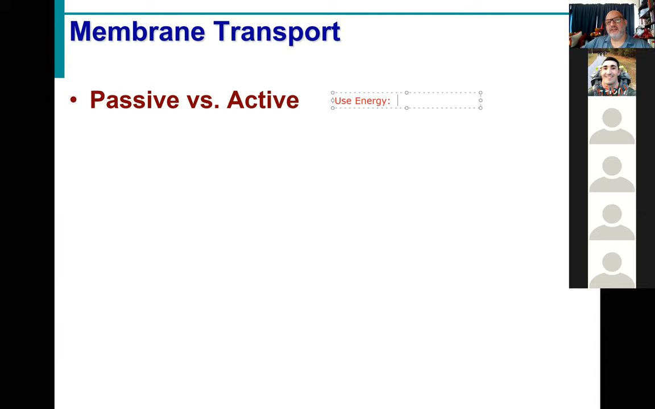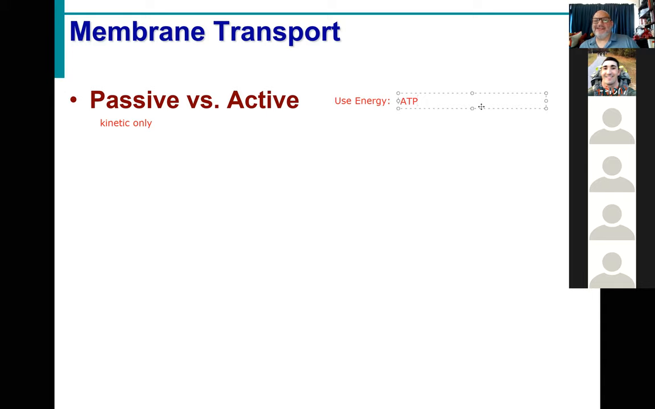What is the energy that is used by the cell to move things? Kinetic? Is it kinetic? Well, remember, kinetic is what we're going to use for passive. So passive is, you are right, we are just relying on kinetic only. But if we are going to actively move something, then that requires the cell using ATP, exactly. ATP is going to be the energy.